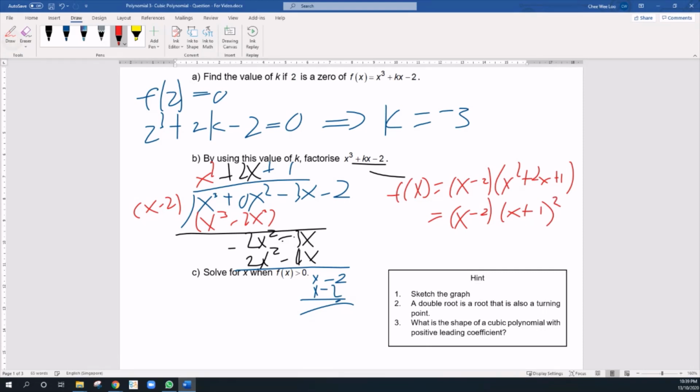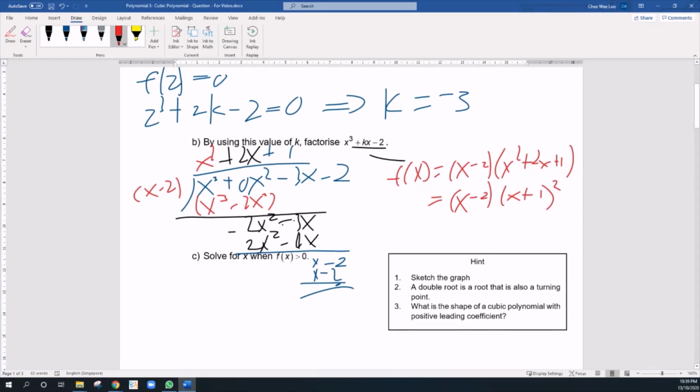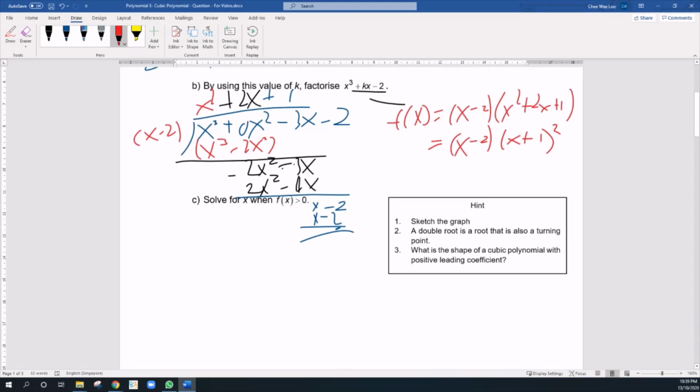Alright? Now, part C is the main point of this question itself. Firstly, I want to bring about a few teaching points. This here is what we call a double root. A double root is also a turning point of the cubic graph itself.